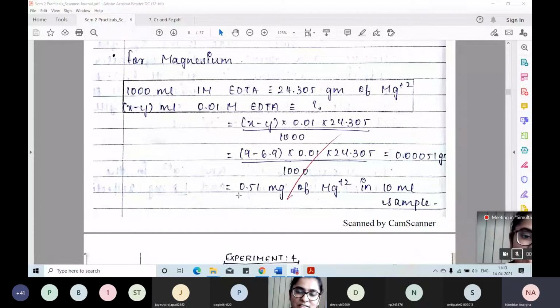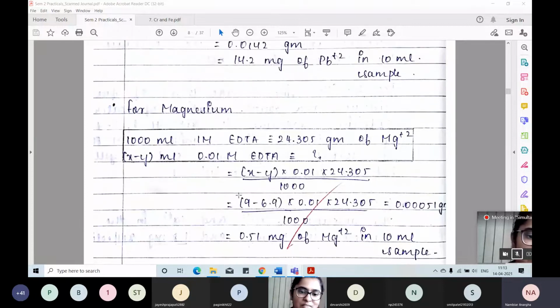So this is about calculation, again as simple as that. See, there isn't much of it. So this is how we note down the practical in the journal, and that is about simultaneous determination. 4 minutes.